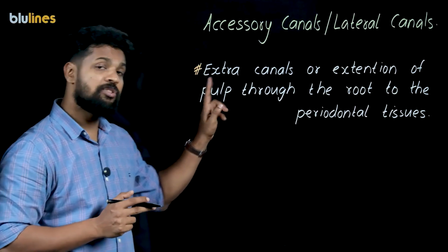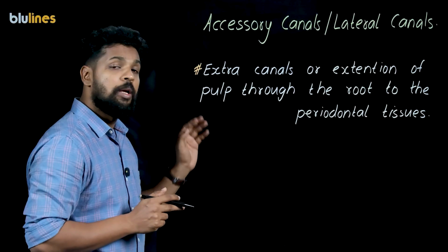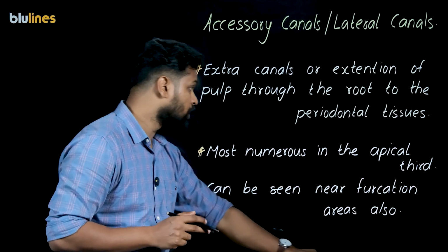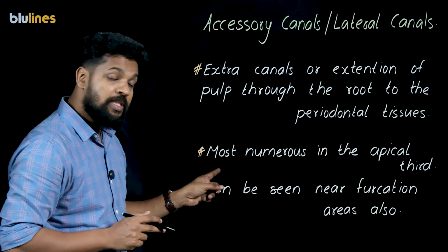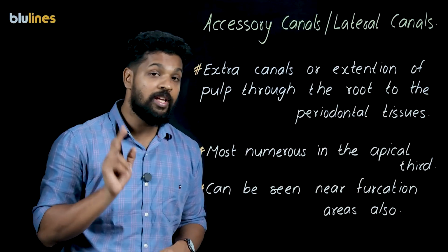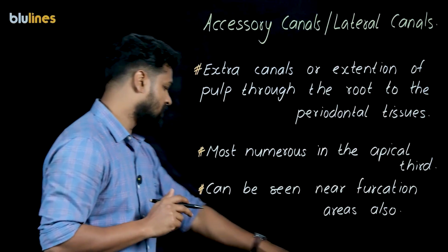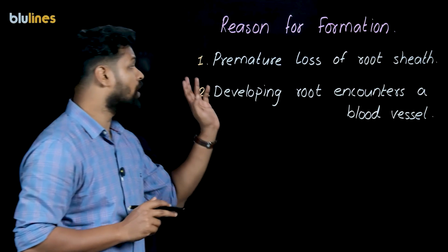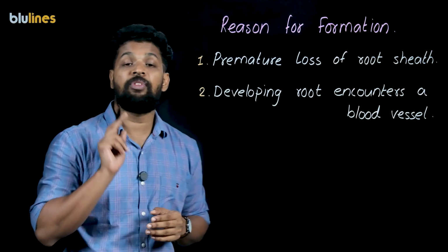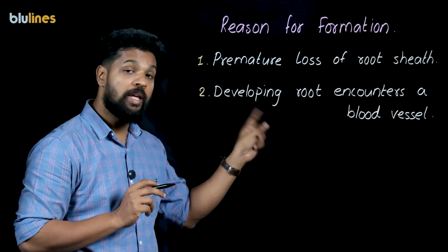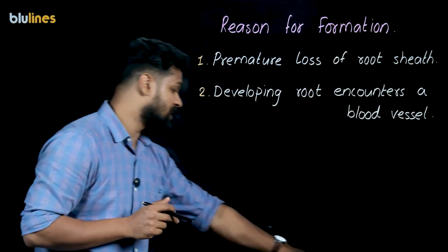Now coming to the accessory canals or lateral canals. They are extra canals or extensions of the main pulp through the root to the periodontal tissues. They are seen most numerous in the apical third and can be seen near the furcation of posterior teeth, such as molars. One reason for formation is the premature loss of the root sheath, and the second is that the developing root can encounter blood vessels.